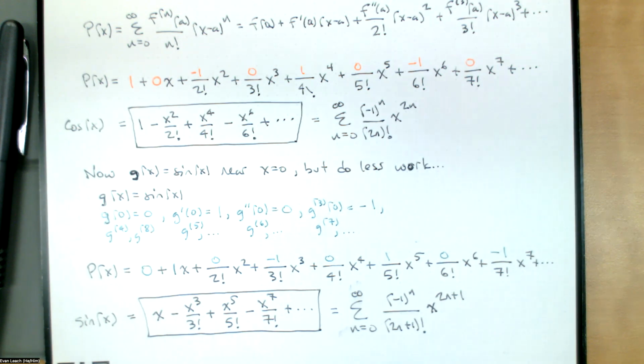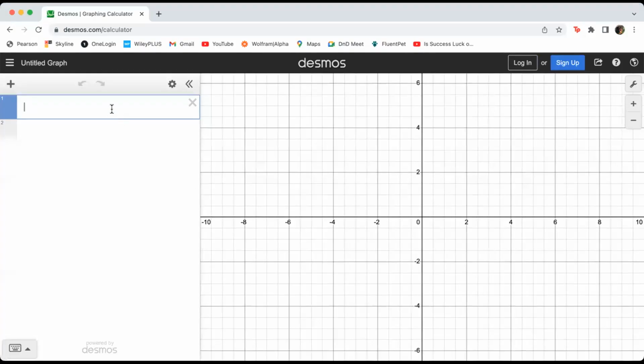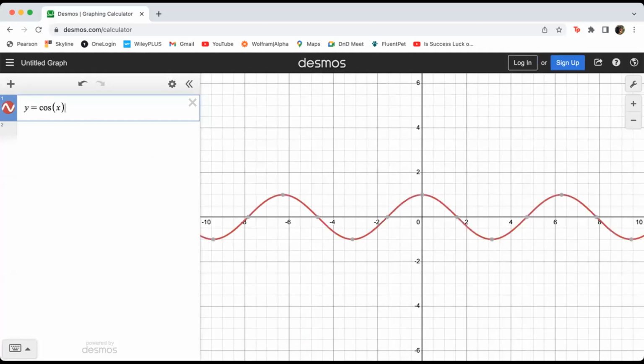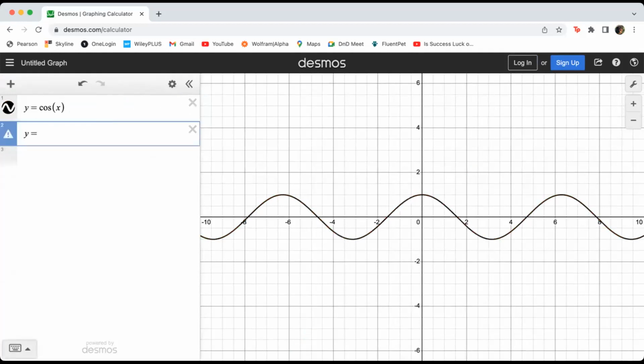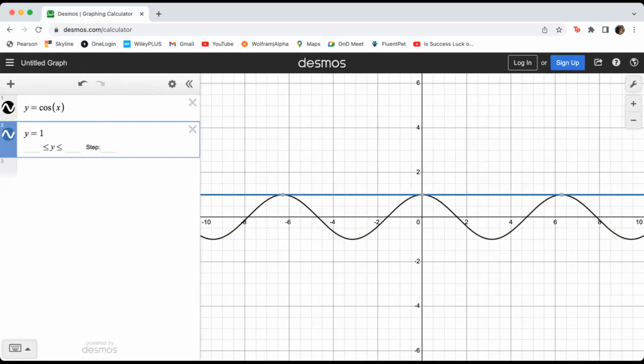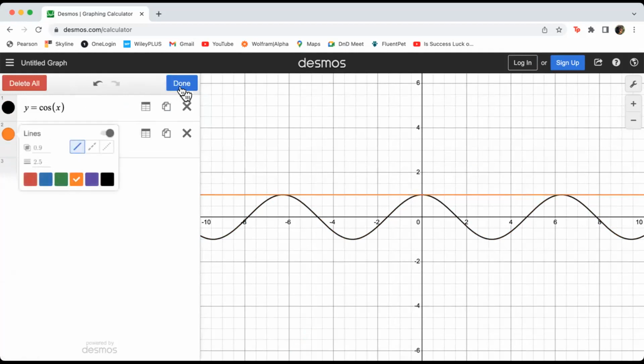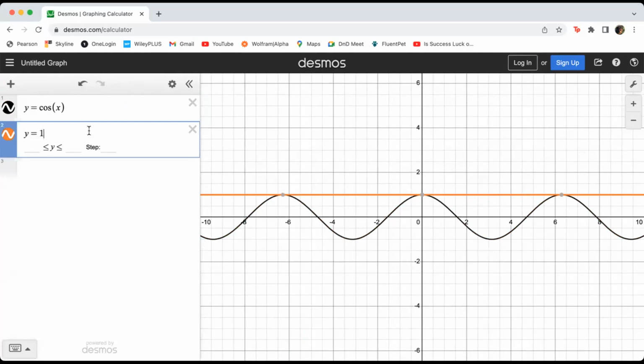Let's take a look at this. Let's watch this converge. Uh-oh, I don't have a Desmos open. Let me open up a graphing calculator. So here's our tangent line for cosine of x. Make it stand out more. There's our tangent line, and let's just start adding some more terms.